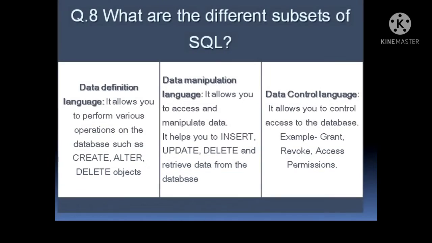Question number 8. What are the different subsets of SQL? First, DDL, data definition language. It allows you to perform various operations on the database such as create and alter objects. DML, data manipulation language. It allows you to access and manipulate data. It helps you to insert, update and delete. DCL, data control language. It allows you to control access to the database, like grant, revoke, access permission, etc.